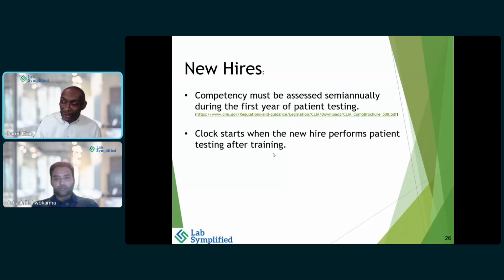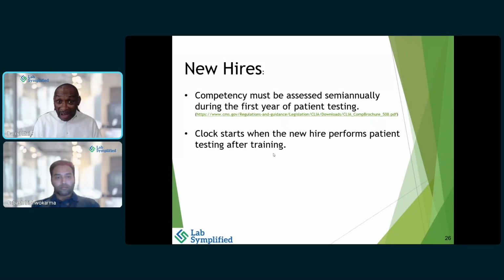And I got some scenarios, so I want to get on my pedestal here about that. Remember that first bullet up there that says competency must be assessed semi-annually during the first year of patient testing. Not training itself, which may encompass and may have some testing involved in it. That's what CLSI tells you, that testing is part of that training. The clock didn't start then. The clock starts after training.